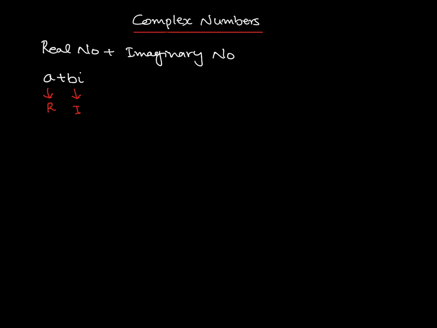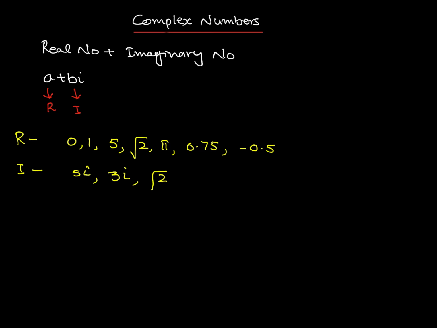When we say real numbers, they are any numbers you can think of, for example 0, 1, 5, 2 under root pi, 0.75, minus 0.5. They all are examples of real numbers. When we say imaginary numbers, they are in the form of i. For example 5i, 3i, 2 under root i, minus 2 under root i. They all are examples of imaginary numbers.